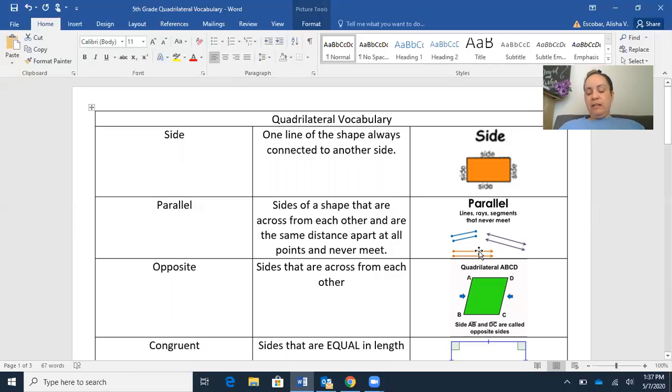Parallel lines, parallel lines. So if I look back up here at this rectangle, this side and this side are parallel. This side is also parallel to this side. So parallel lines can go this way or they can go this way. The word is parallel. That's a very important word. All right, the next word, opposite. Some of you may have heard that word before, opposite.